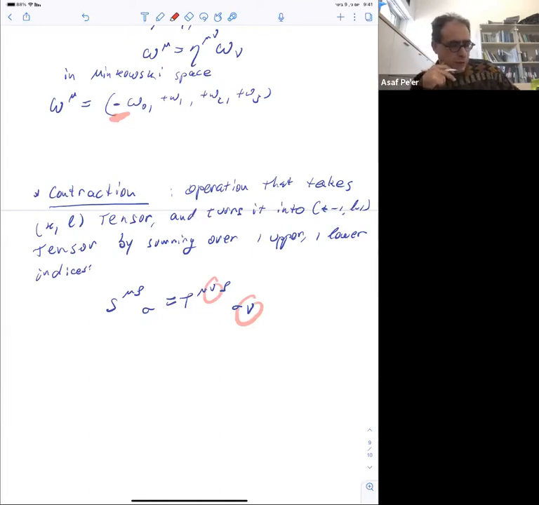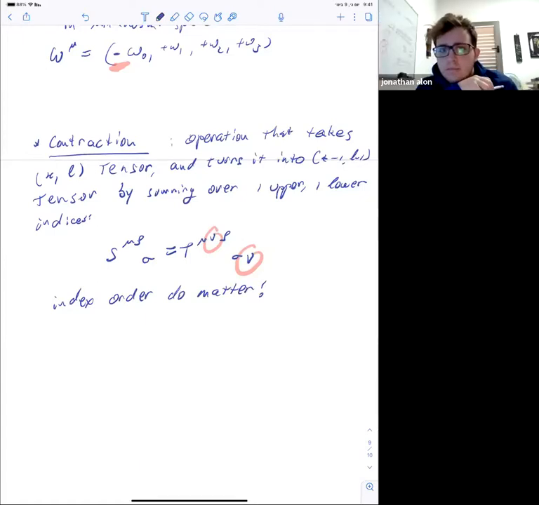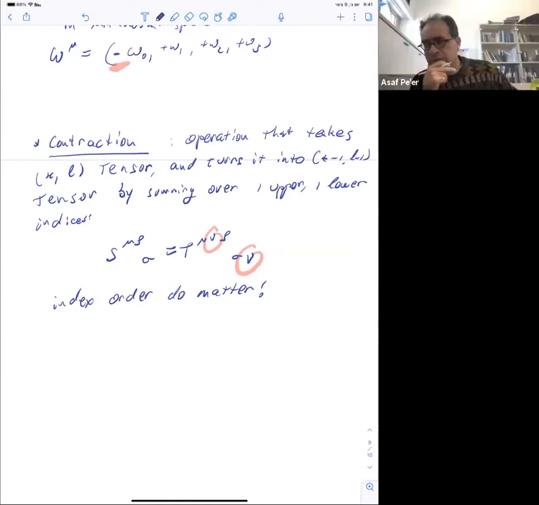And the order of the indices does matter. That's important. Why can we not contract two upper indices? It's meaningless. It's not a legal operation. So basically T nu rho sigma nu is not the same as T nu rho nu sigma. These are two different tensors.